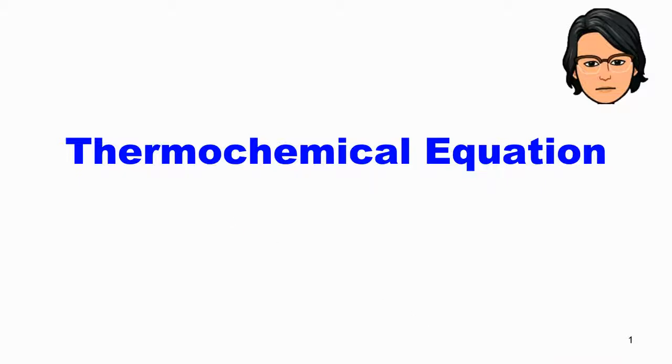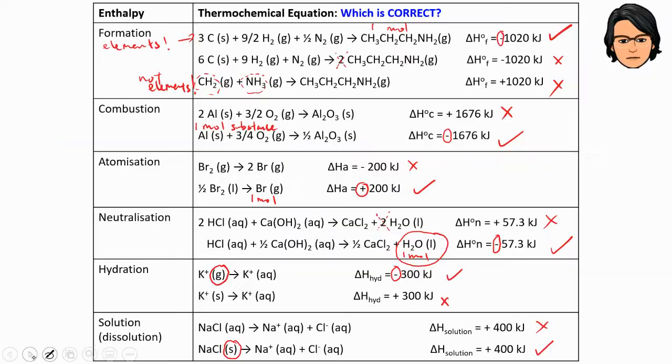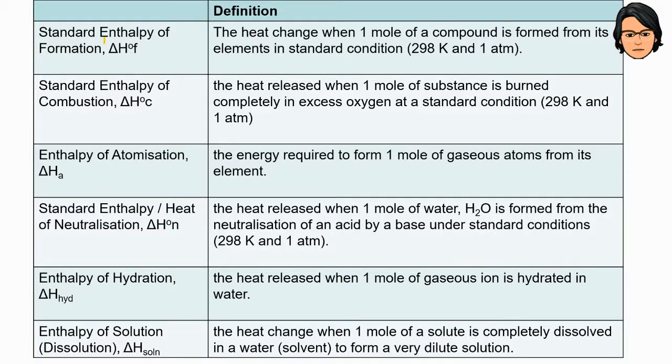Okay, now let's learn how to write thermochemical equation. To write a thermochemical equation, you need to refer to the definition, and also you must label the enthalpy, positive or negative, and also kilojoule. Okay, now let us look at number 1, formation. Usually we will use standard enthalpy of formation.